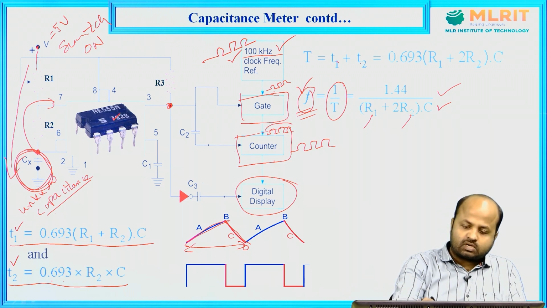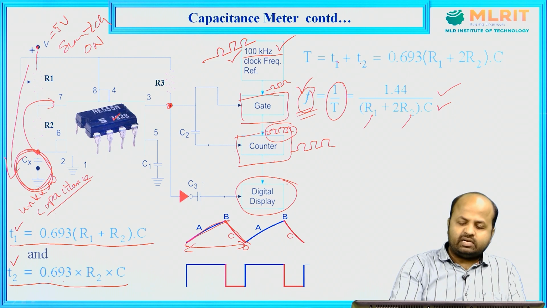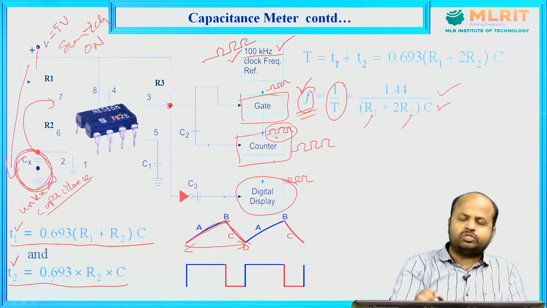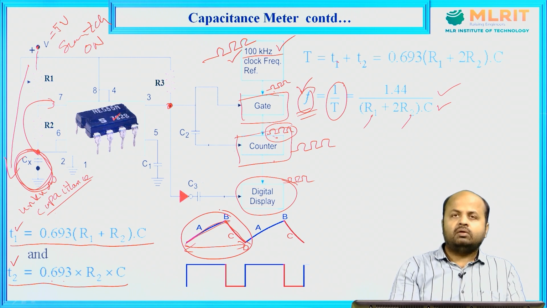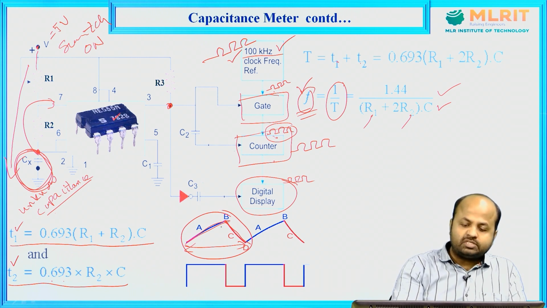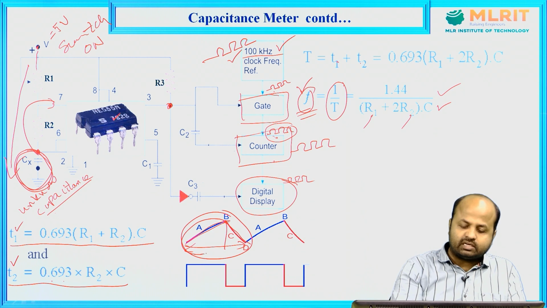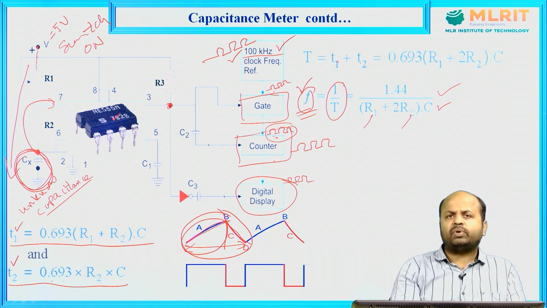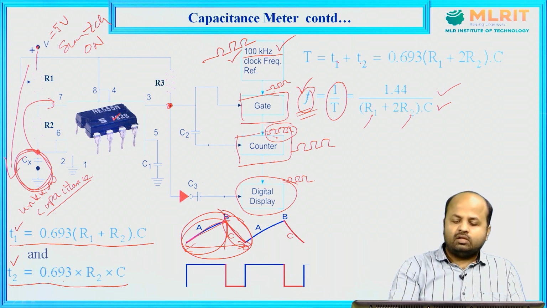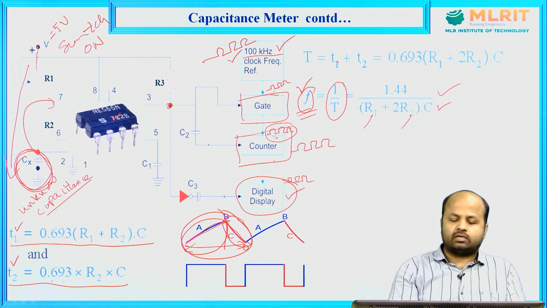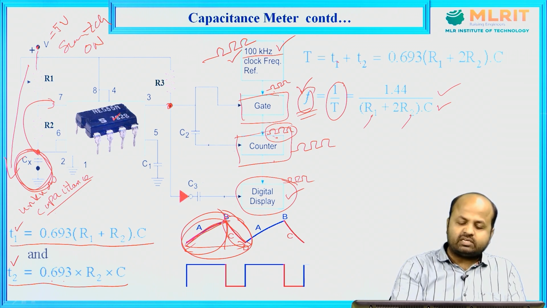After this, the counter will count the pulses and send them to the digital display. When to count the pulses and when to stop will depend on the charging and discharging period of a capacitor. During the charging time, the pulses are being counted, and during the discharging time, the pulses are not counted. So the display is reset.